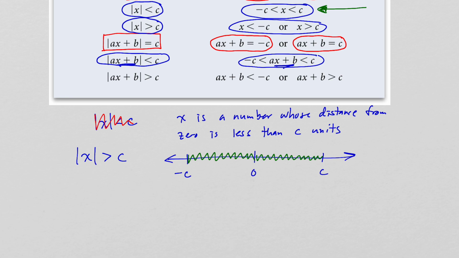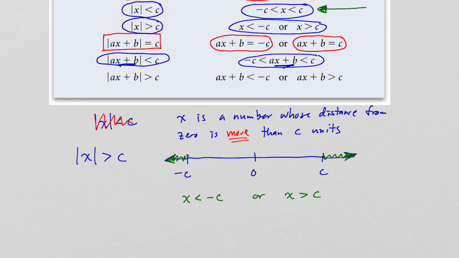Well, now the distance is not going to be less than c units. It's going to be more than c units away. And so now the solution is not going to be all the numbers in between negative c and positive c. It's going to be all the numbers bigger than c out here or less than negative c. So the solution is either x is less than negative c or x is greater than positive c. So it's the opposite of how we set it up when it was less than.